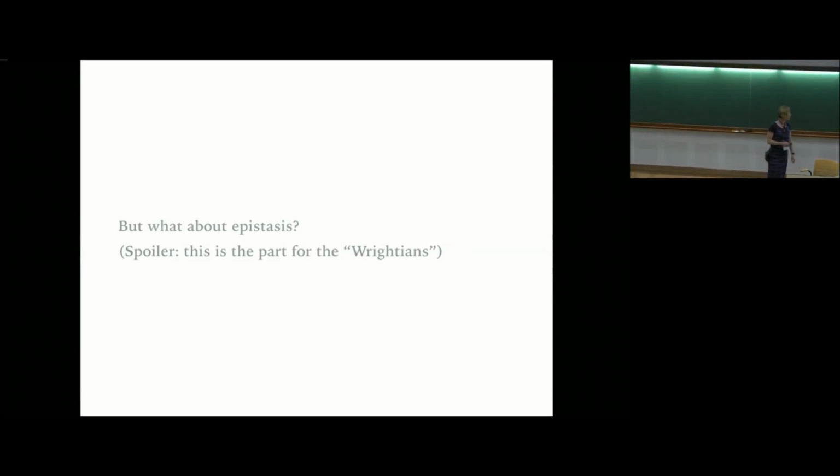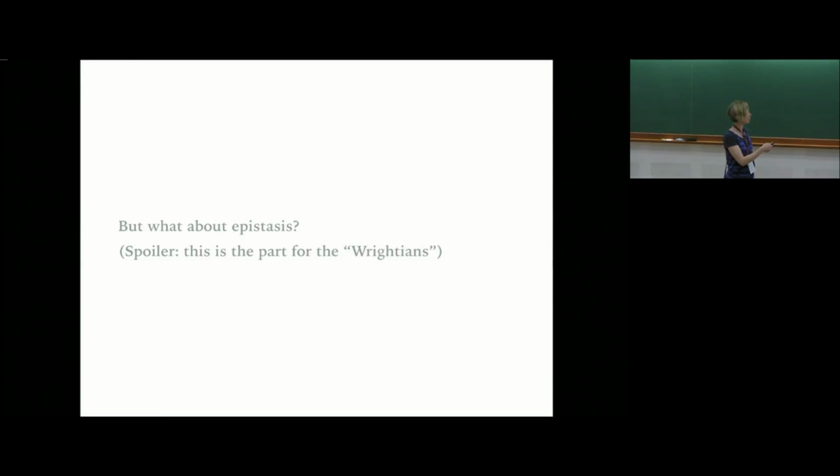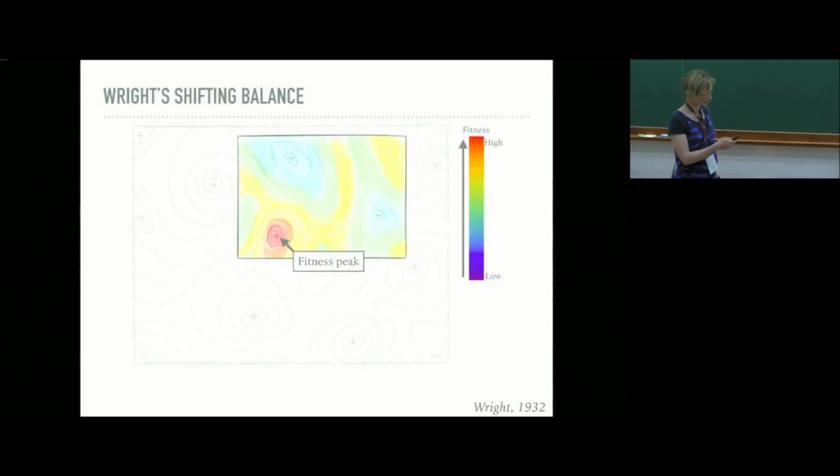Just to remind you, where we stopped yesterday was thinking about, now we've seen that Fisher's model might work locally quite well, but what about epistasis? Here's Wright's fitness landscape with this topographic map with fitness peaks and valleys.